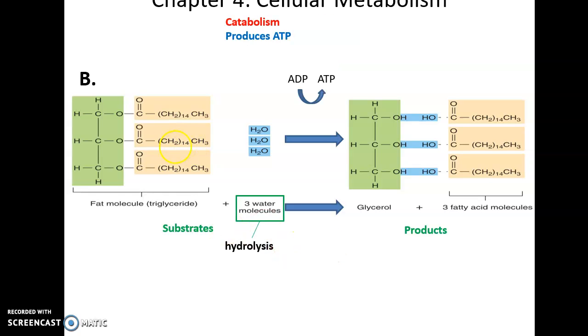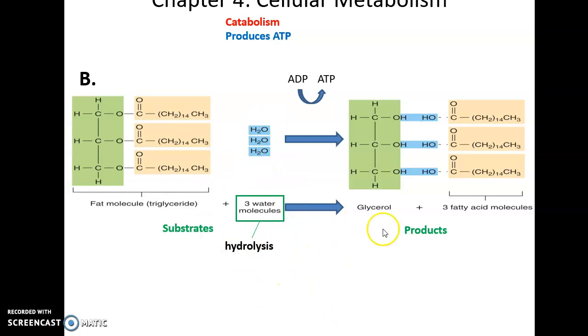All right, so the substrates are the fat molecule and water. The products are glycerol and the 3 fatty acid molecules. Again, the arrow points to the products. This is catabolism. We're taking a big thing and breaking it up into smaller pieces. It's also hydrolysis because we're starting with water.